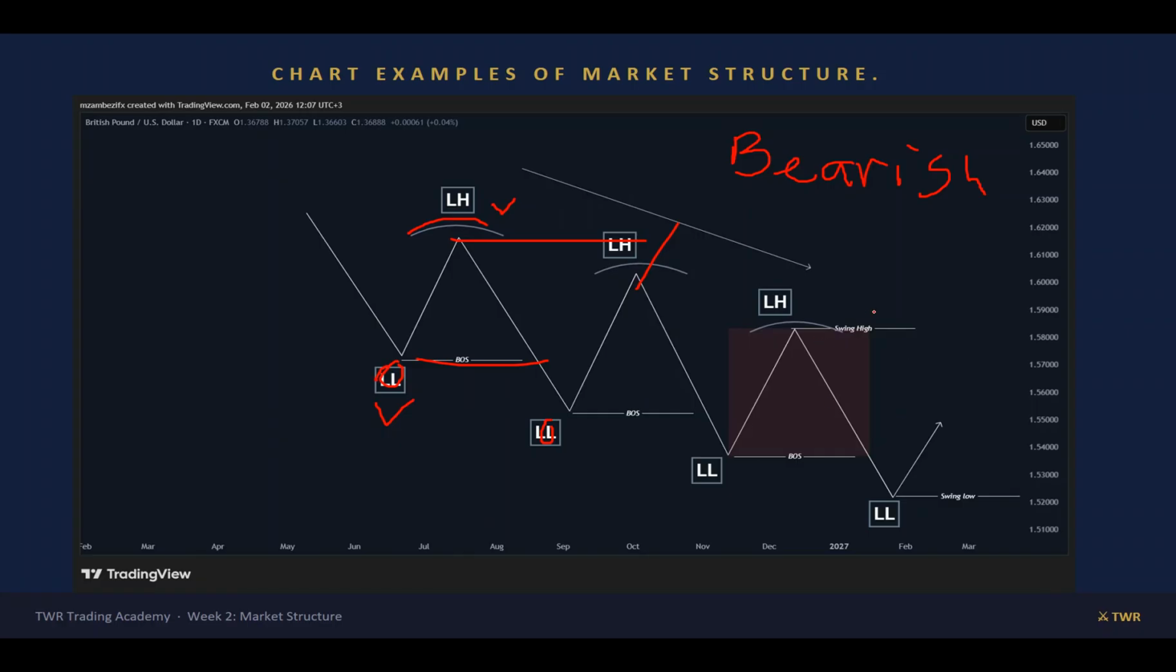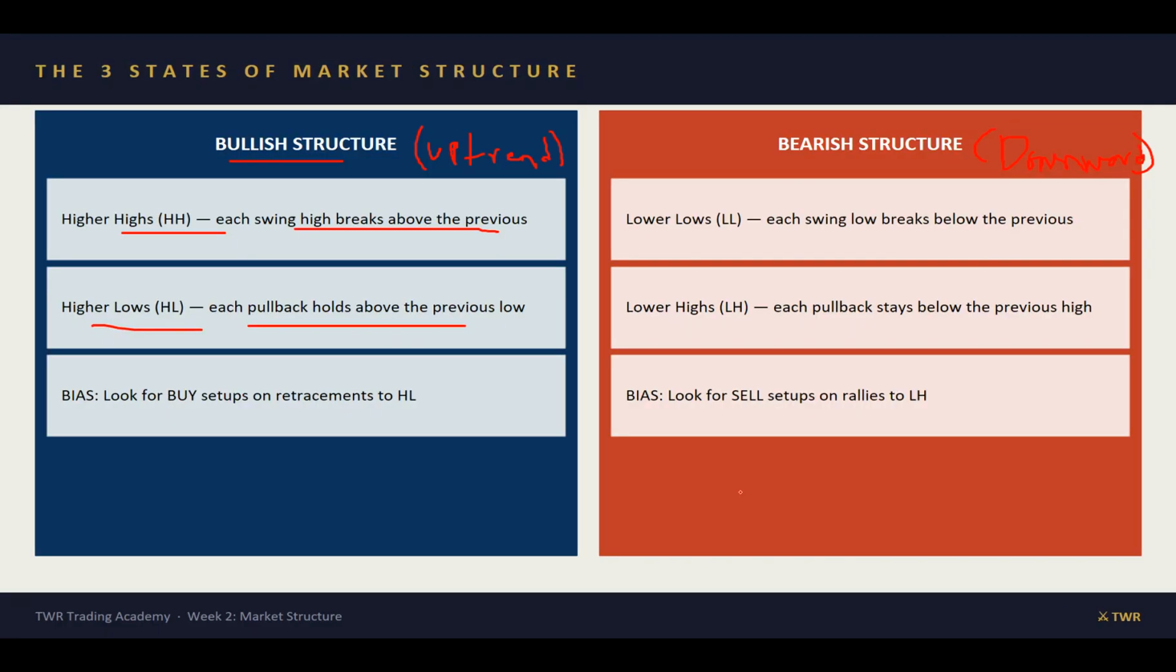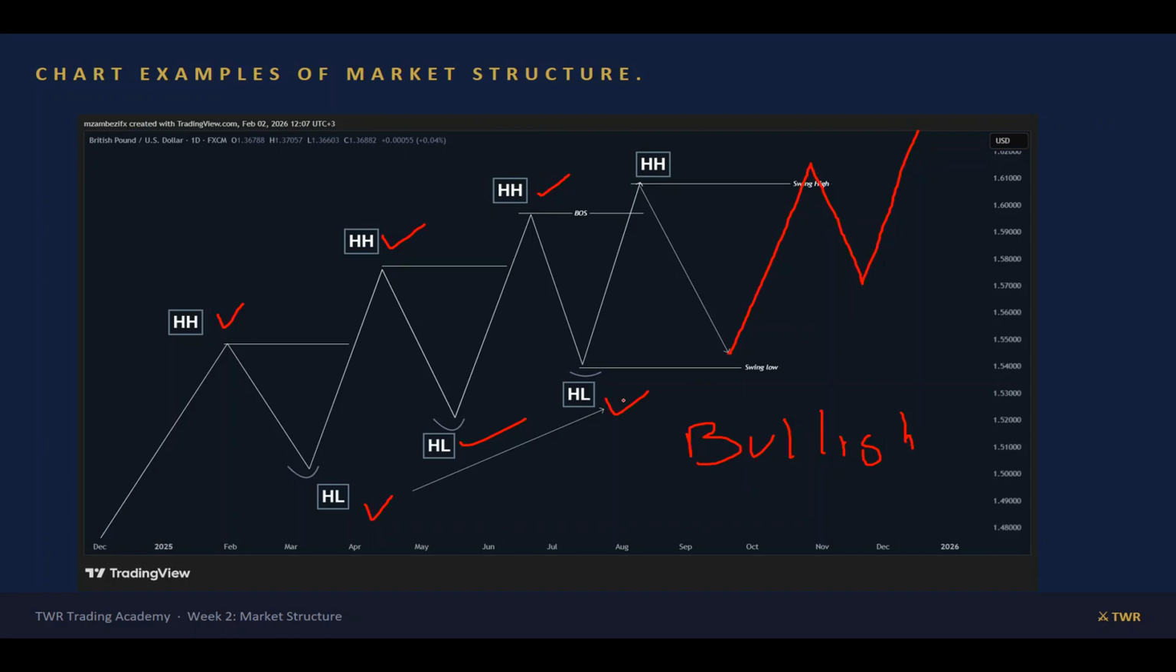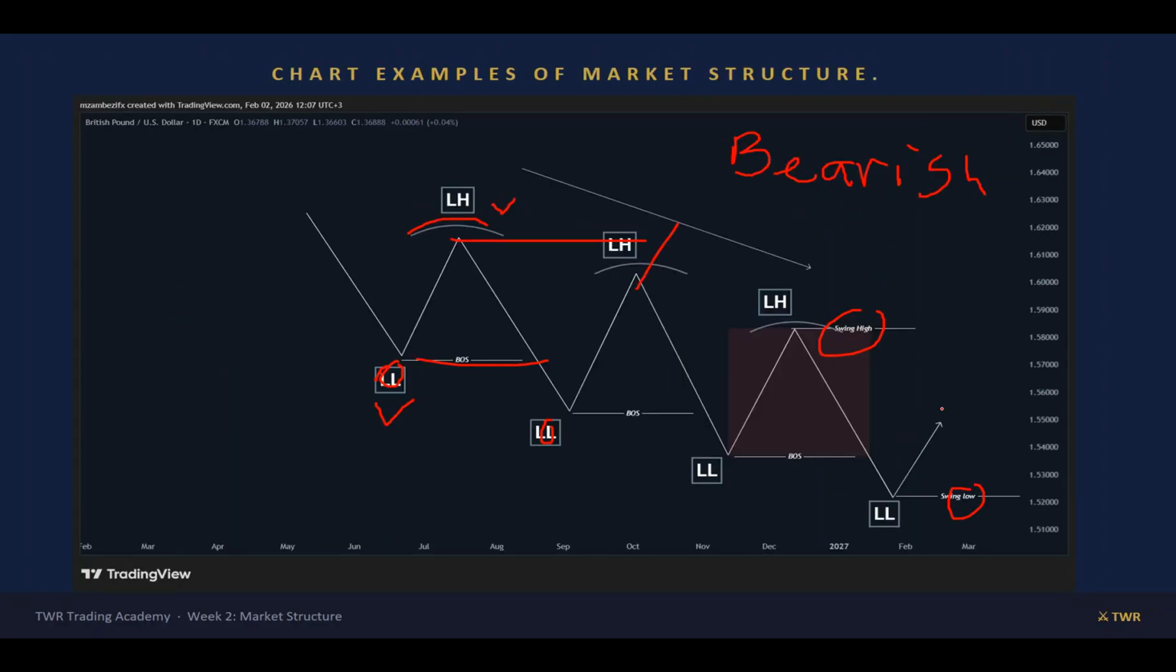This one is the swing high at this point, and this one is the swing low. I hope you're together up to that point. As you can see, for bullish, this is a swing low and this is a swing high. For bearish, the swing low is the lowest point, and the swing high is the highest point.